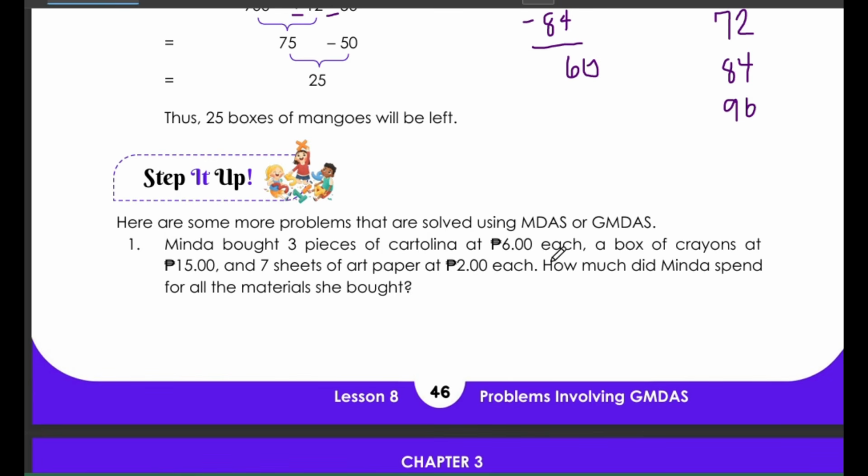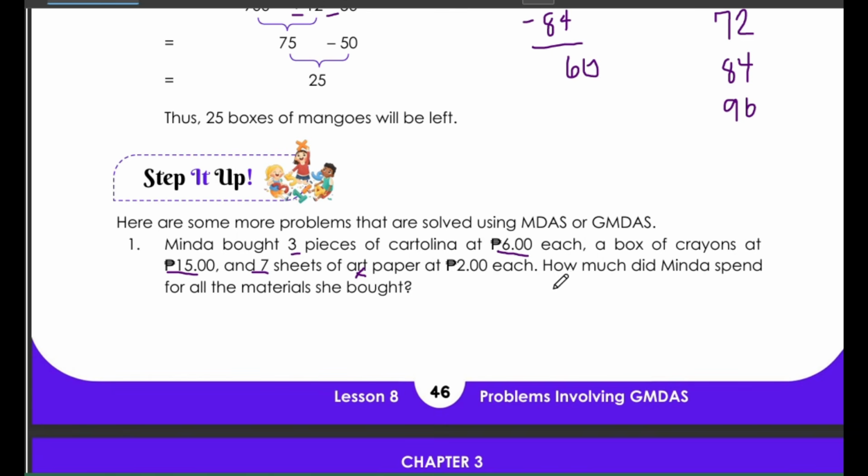So let's have more examples that are solved using MTES or GMTES. Minda bought 3 pieces of cartolina at 6 pesos each. So those 3 pieces cost 6 pesos each, and a box of crayons at 15 pesos, and 7 sheets of art paper at 2 pesos. So that is multiply because we're going to multiply or add that so that we will know the cost of each art paper and also the cartolina.